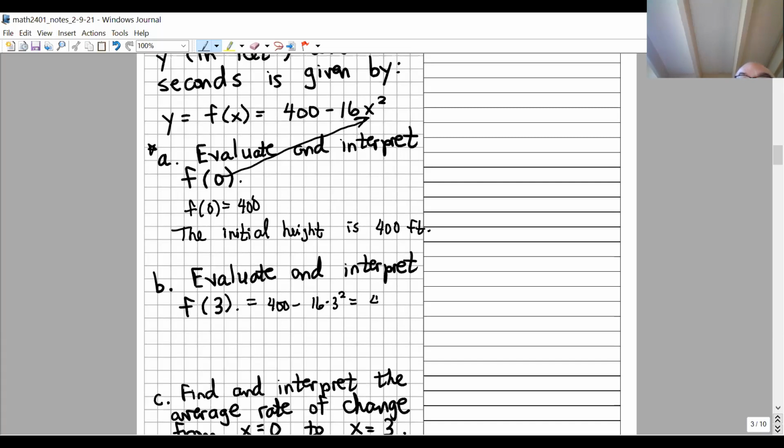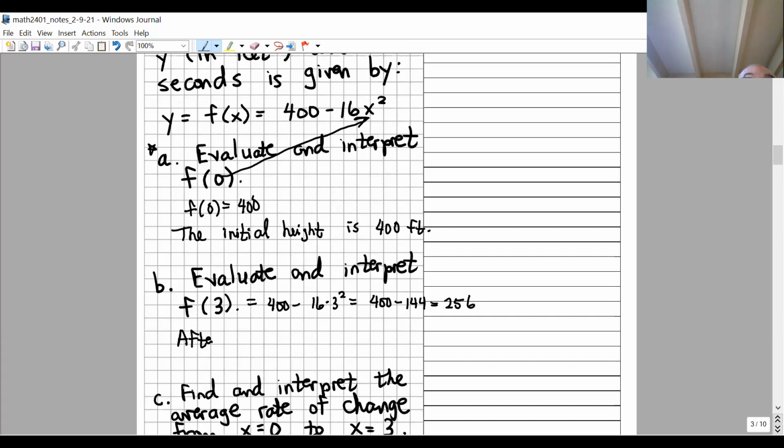So we just have a little bit of arithmetic to do here. So we have 400 minus 16 times 9. How much is 16 times 9? 144. So we have 400 minus 144, which is 256.